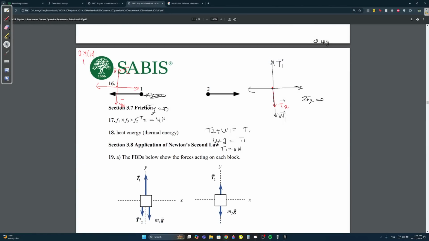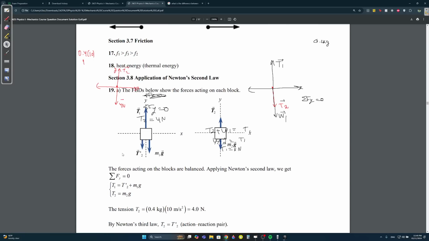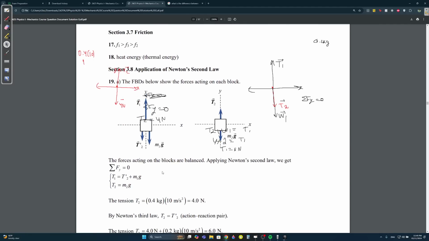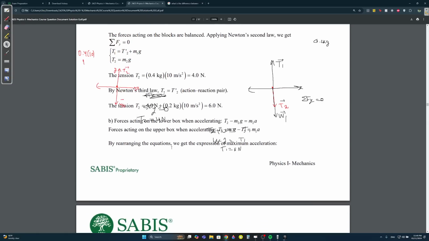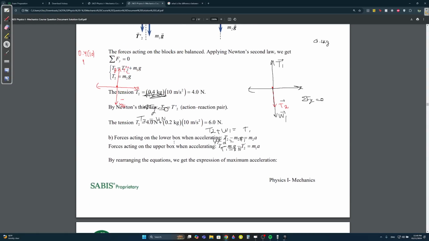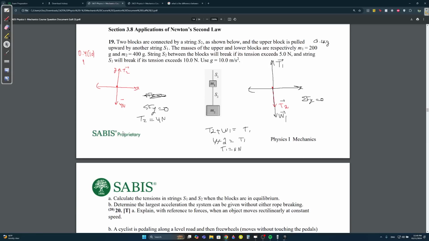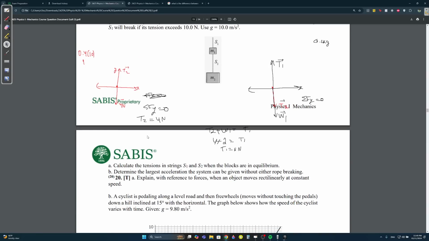Let's see. Yeah, T2 is 4, 4.0. They meant T1 here, 6.0. Okay. Determine the largest acceleration the system can be given without either rope breaking.